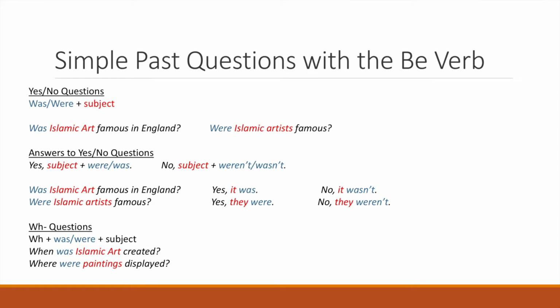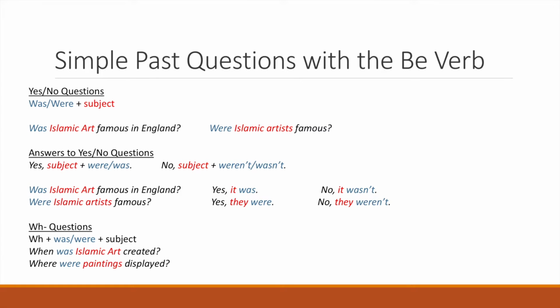Answering yes and no questions can be done in a short answer form, such as yes it was or no it wasn't. For the question, was Islamic art famous in England? We would answer, yes it was, or no it wasn't. Were Islamic artists famous? Yes they were, or no they weren't.